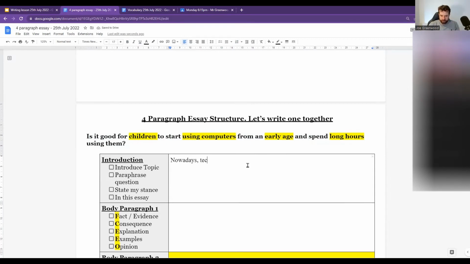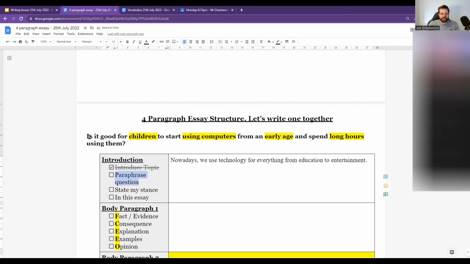We use technology every day. Okay, we use technology for everything. For example, paying money. From education to entertainment. Okay, fine, introduce the topic. Nice and simple. It's not a long essay we're writing.